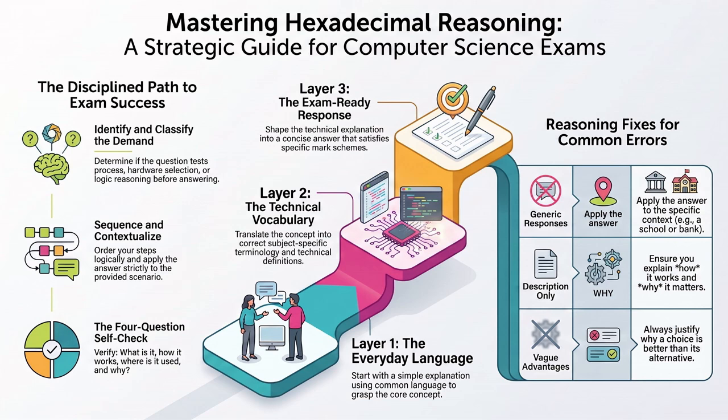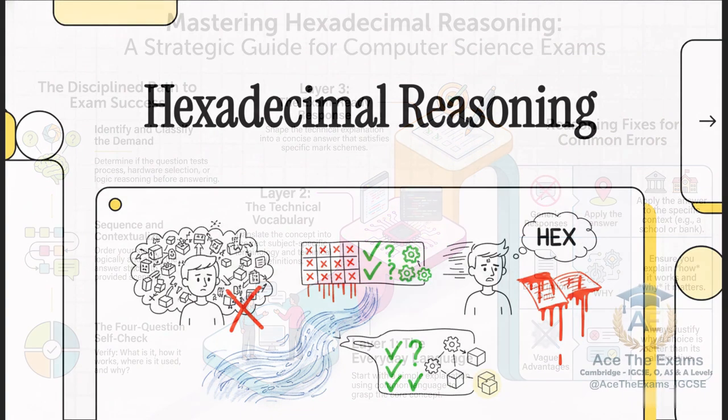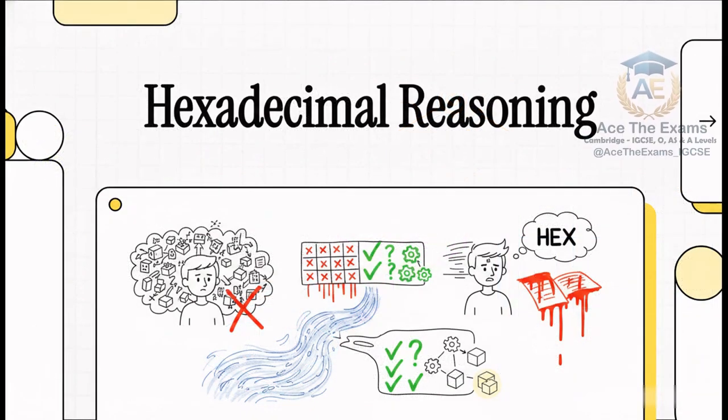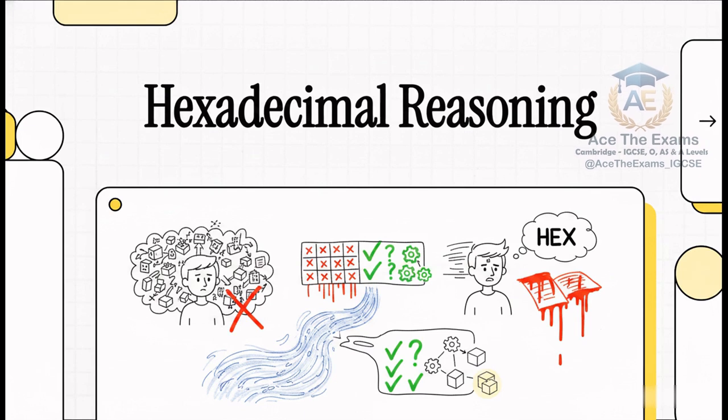Welcome to the Explainer. Step into the dojo because today we are mastering Cambridge Computer Science exam strategy. Our core philosophy for this session, flow like water. You need to adapt your style to absolutely any question that comes your way. Let's dive right into the challenge.